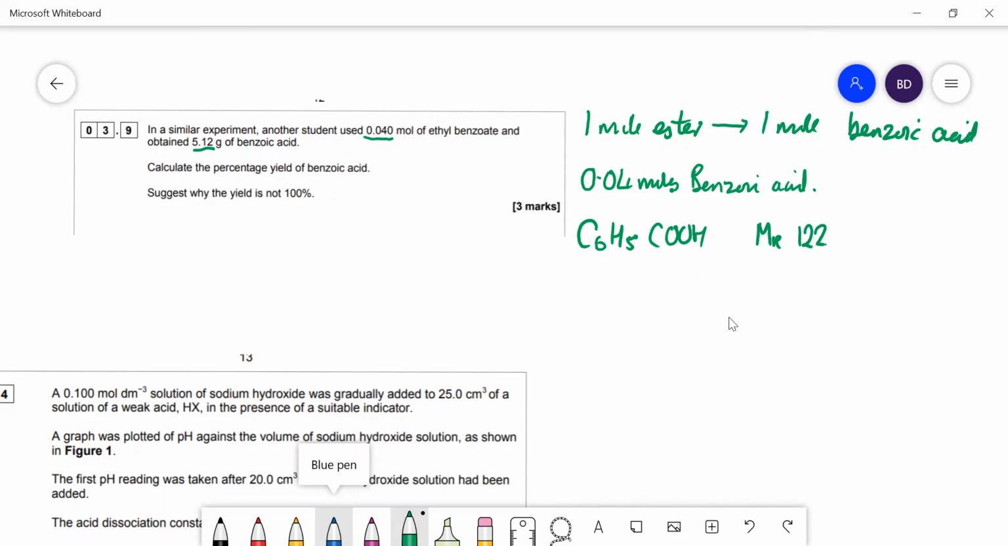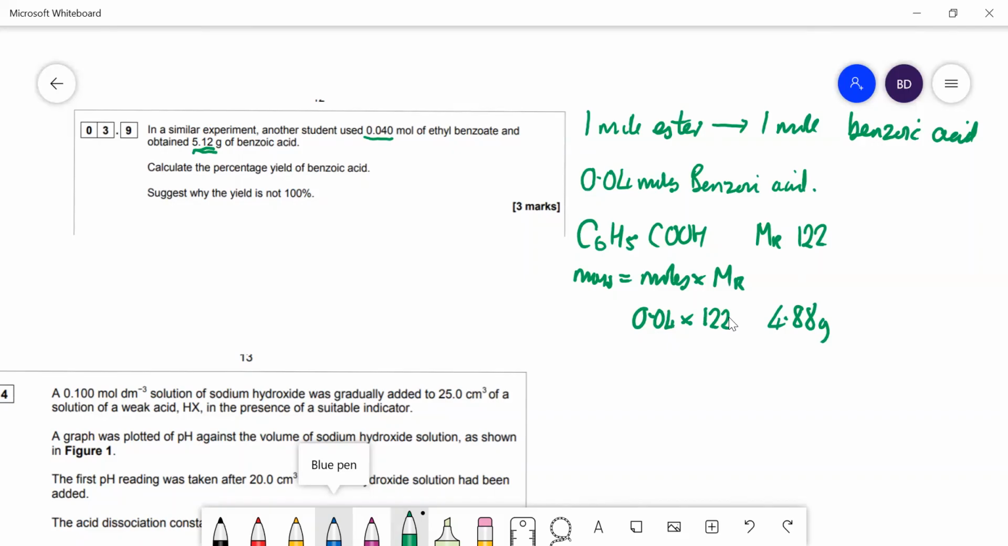So now we have to work out the mass of benzoic acid formed. Moles times Mr. 0.04 multiplied by 122 gives us 4.88 grams. That would be 100% yield. And how much did they get? They actually got more than that, which I think a lot of people would be thrown by. Okay, so work out the percentage yield.